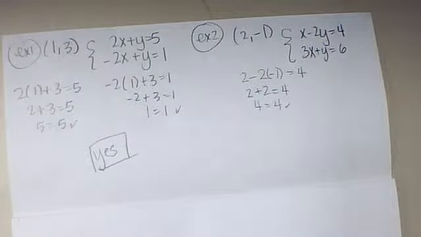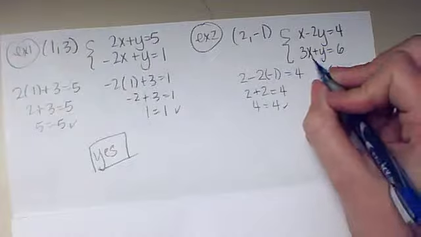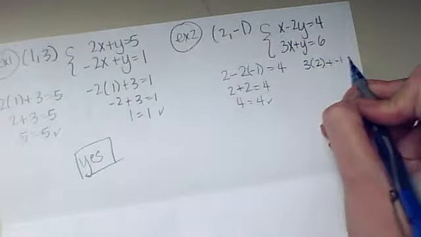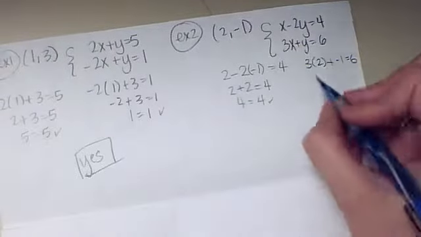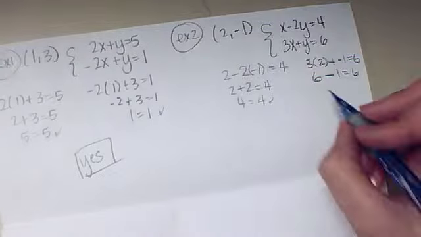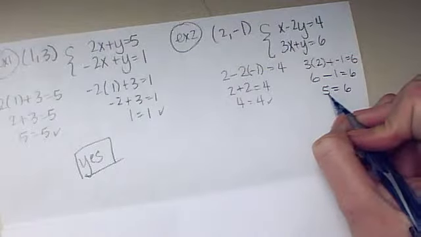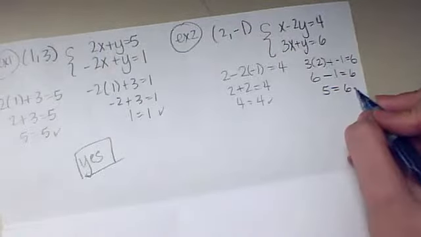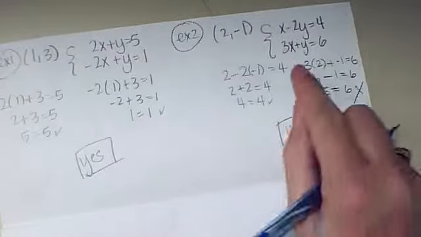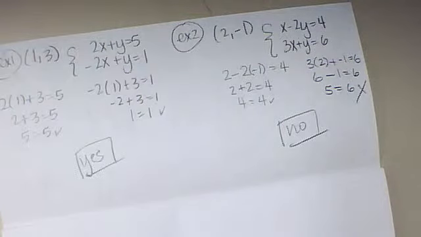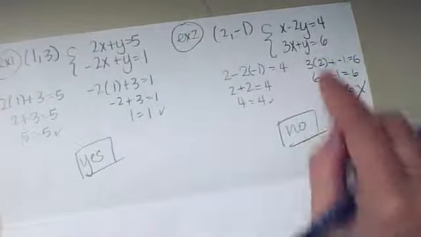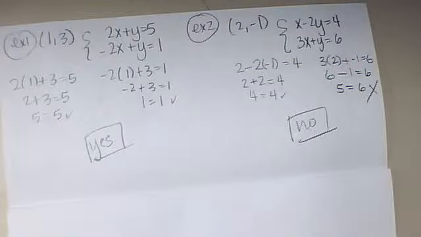That one checks out. The second one, 3, and in parentheses, for x, we're going to plug in 2 from right here. For y, we're going to plug in negative 1. 3 times 2 is 6, plus negative 1 is the same as saying minus 1. And 6 minus 1 is 5. Here it says 5 equals 6. That is not true. So the answer to this one is no. 2, negative 1 is not a solution to this system. Now, if you had tested this and the first one did not work, you would say no, and there'd be no point in checking the second, because once you get a no, the answer is no.